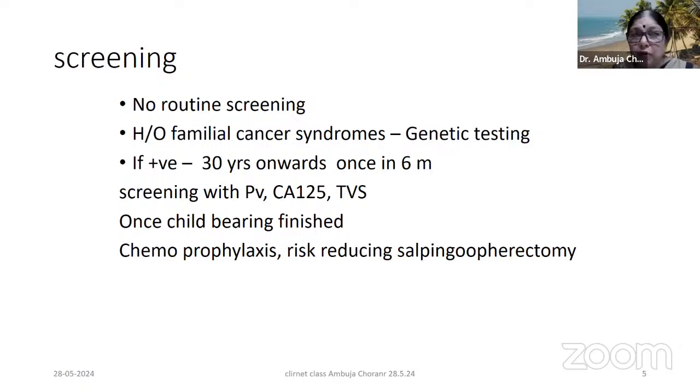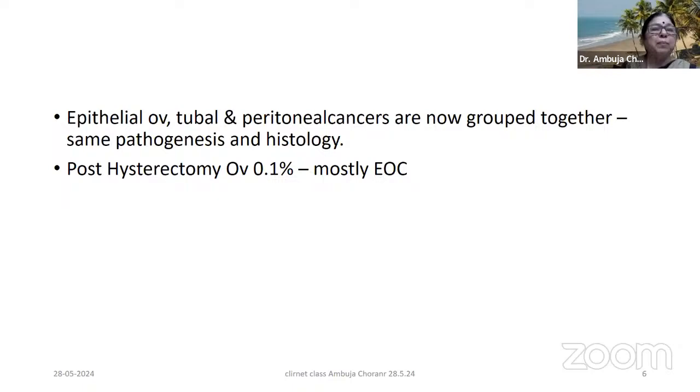Whatever we may do, ovarian cancers are recognized late, so it is impossible to recognize very early. There is no routine screening for that. If there is a history of familial cancer syndrome, we can do genetic testing. And the screening is with pelvic examination, ultrasound, and CA-125. Once childbearing is finished, if there is a genetic history, chemoprophylaxis and risk reducing salpingo-oophorectomy can be done.